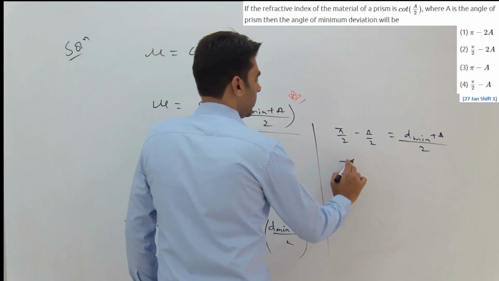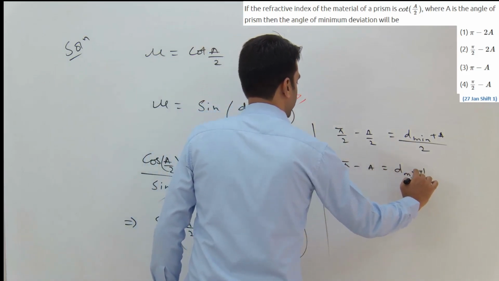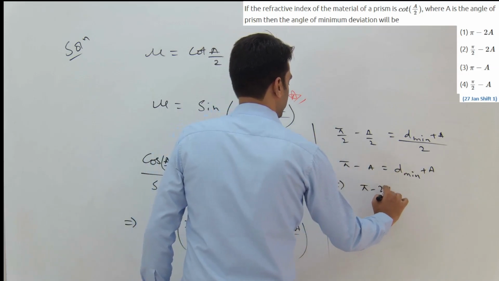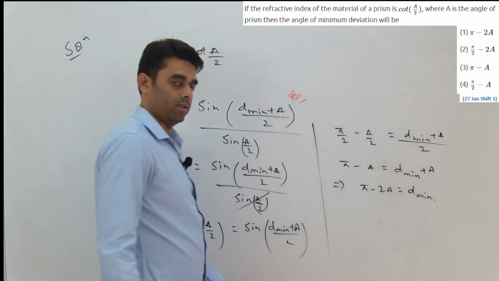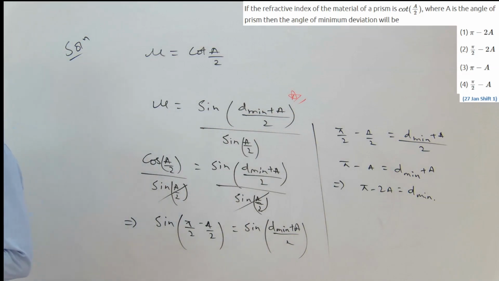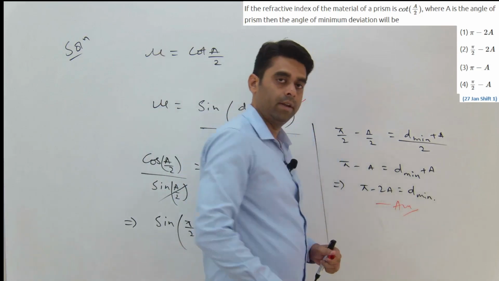Ultimately, what are we getting? Pi minus A equals D minimum plus A, which gives us pi minus 2A equals D minimum. This is our answer. Check the options. The option is pi minus 2A. Which option is it? Option number 1. Option number 1 is our correct answer. Let's move ahead.